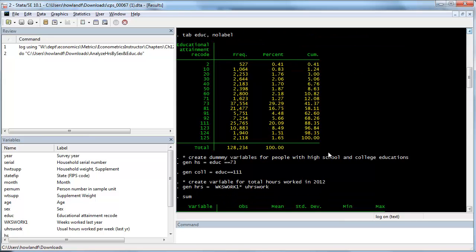Okay, I'm going to create some dummy variables. So gen hs equals educ equals 73. So that generates a dummy variable, which is 1 if education is 73 and 0 if it's not. So that codes for high school. Same deal with college. The 111 code is college.